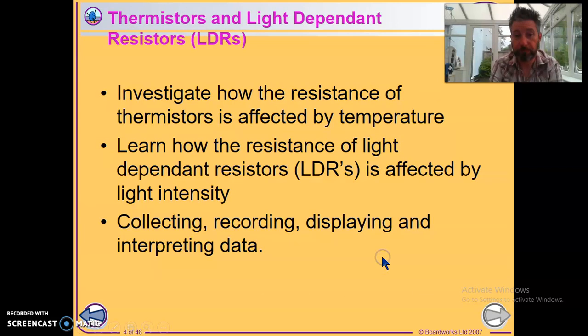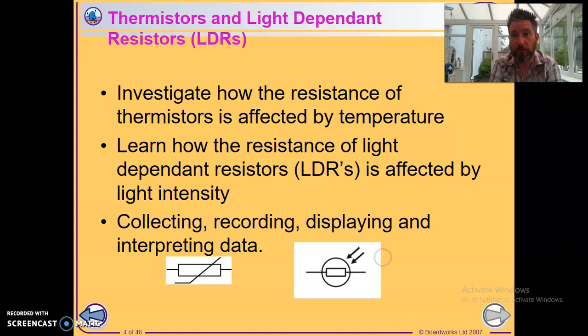Okay. Right, so let's look at LDRs, or light-dependent resistors, and thermistors. What I want you to be able to do is know how we would do it practically normally. Unfortunately, we can't. It's to investigate how the resistance is affected by temperature and how the resistance is affected by light intensity. So, those are the two symbols there.